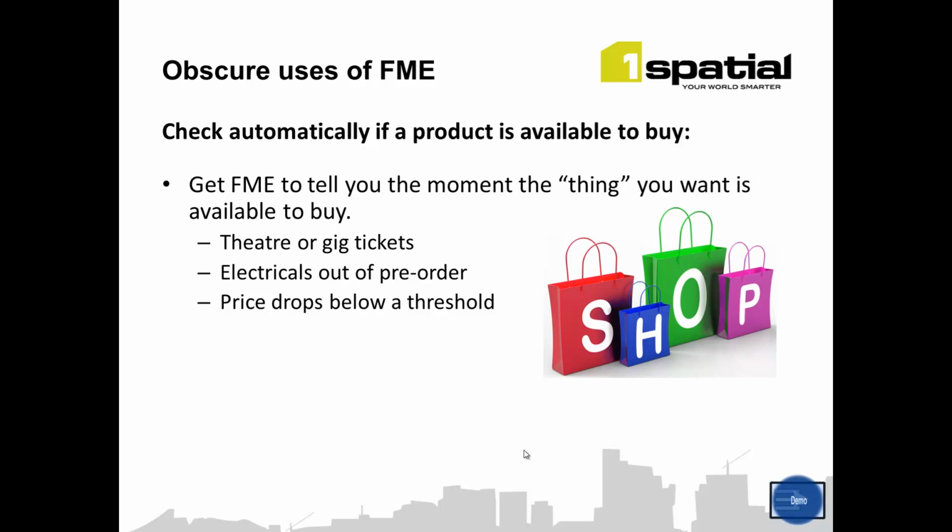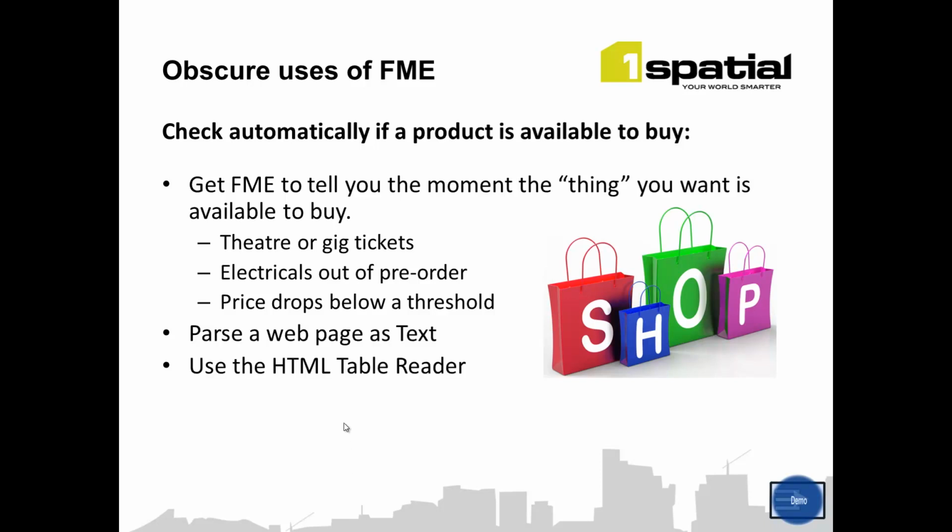Could be something that is on an electrical site and it's currently in pre-order and you just can't be bothered with pre-orders and you'd rather wait for when the thing is actually available to buy because you then are sure of the price. And you might want to send yourself an email when the price drops below a certain threshold. FME can do this kind of thing.